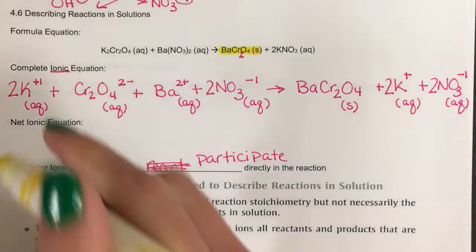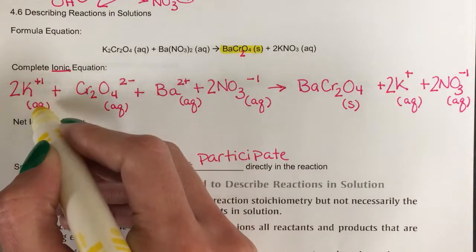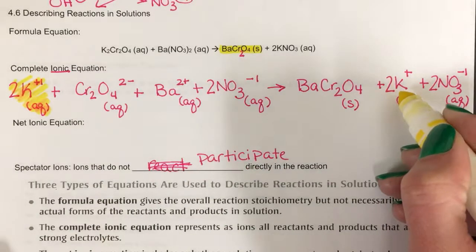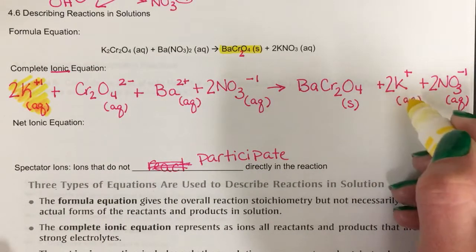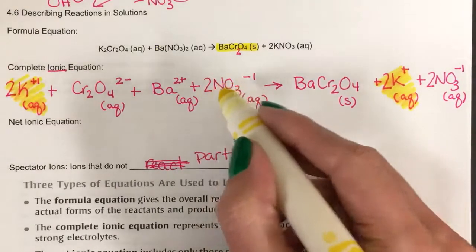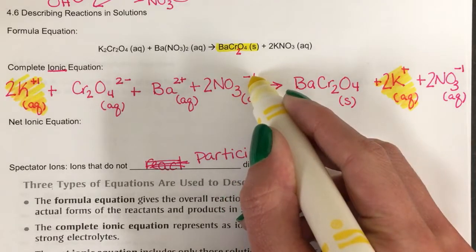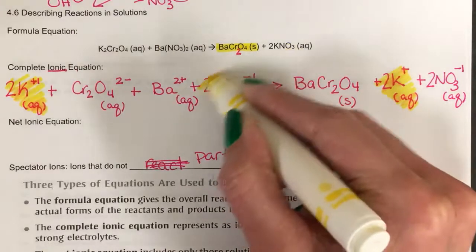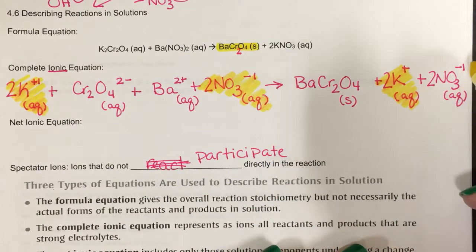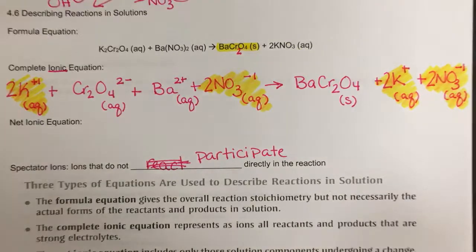So for example, potassium is a +1, it's aqueous, there are 2 of them. Over here, potassium is a +1, there are 2 of them, and it's aqueous. So it did not change. It's still floating around as a +1 ion. It is a spectator ion. Here, I've got 2 NO3s. They're a -1. They're aqueous. On the product side, I also have two NO3s that are negative and are aqueous. So nitrates are also spectator ions.